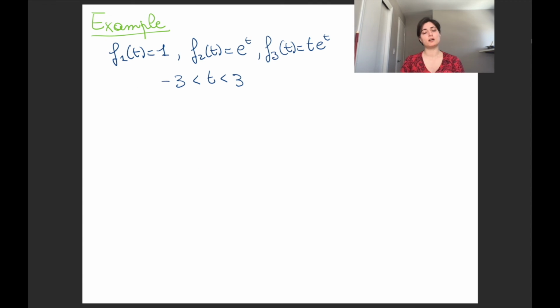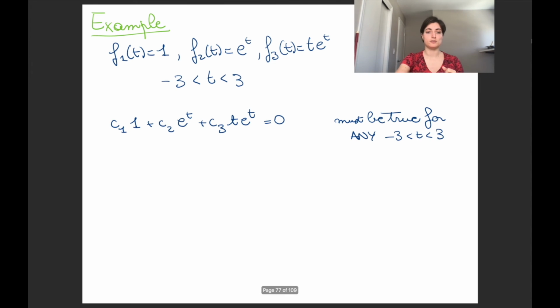Let's look at a more complicated case in which we don't know immediately the answer. We have f1 of t equal to the constant function 1, f2 of t is the exponential of t, and f3 of t is t times the exponential of t. And we're looking for t between -3 and +3. Are they linearly independent? Well, we need to check if we can find c1, c2, and c3 different than 0, or do they have to be equal to 0, such that their sum is equal to 0. And it must be true for any t between -3 and 3.